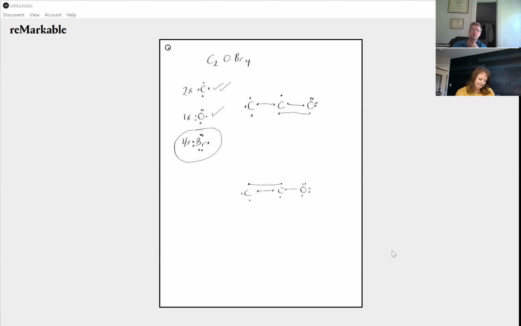Now we need 4 bromines. And look, we have 4 unpaired electrons. So yours won't work. Oh, wait. I could add 4 bromines to yours. So mine won't work.